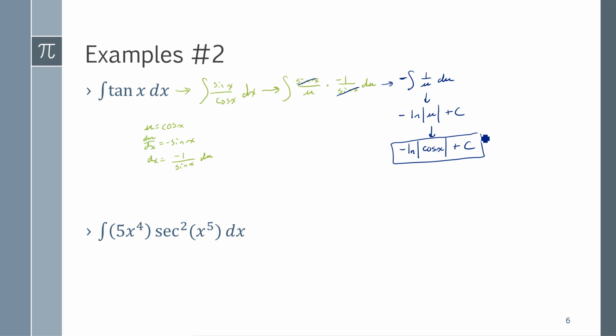This is not what people think of when they think of what has a derivative of just tangent, but if I take this derivative, I do end up with sine over cosine, which is tangent.